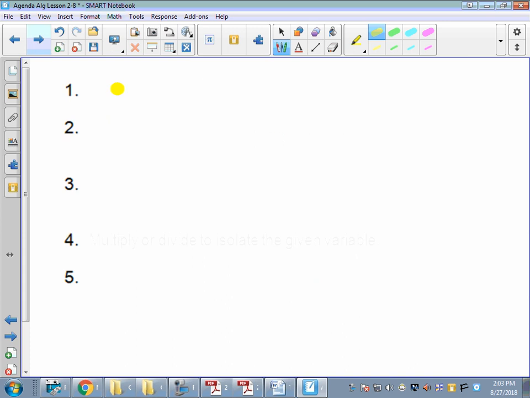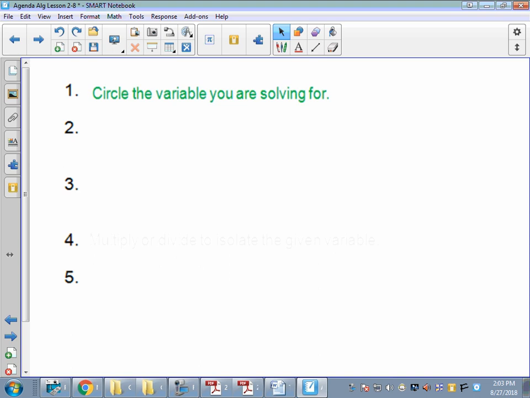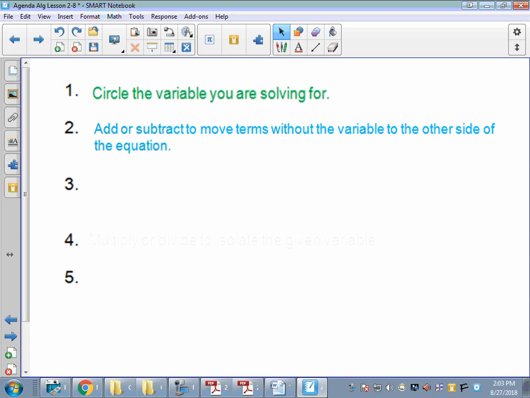All right, so here's our step-by-step process. First, let's circle the variable you're looking for. You can circle it, you can highlight it, underline it. Just locate it for sure that you're trying to solve for. They'll tell you that. Then add or subtract to move terms without the variable to the other side of the equation. So we're trying to, again, isolate it. So other terms that aren't involved, move them to the other side of the equation.